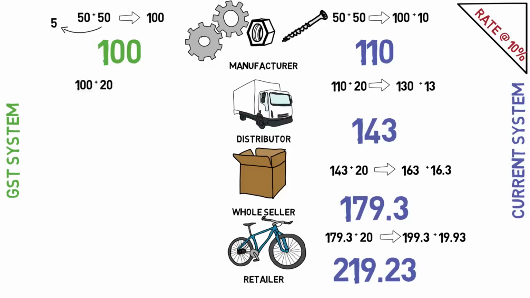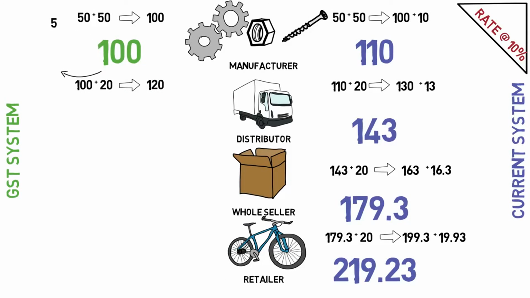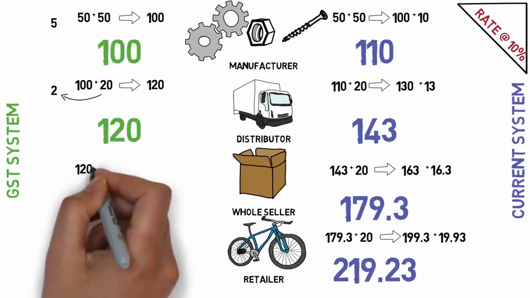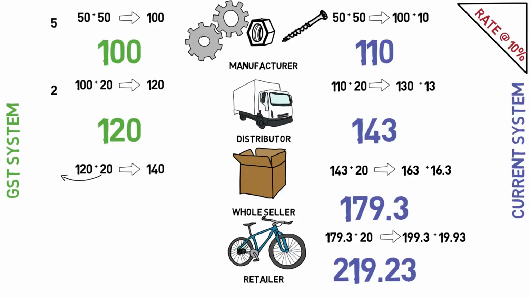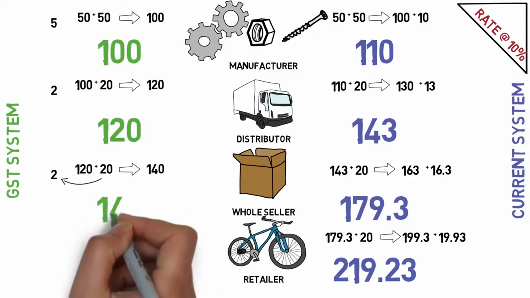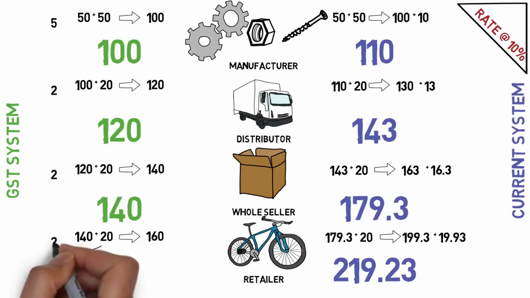Then the distributor adds 20 rupees profit and the product becomes of 100 plus 20, which is 120 rupees. He pays the tax of rupees 2 on his profit of 20 rupees. The wholesaler buys the product for 120 rupees and follows the same pattern, adding 20 rupees his profit, and price will become 140 and pays the tax of rupees 2 on his profit of 20 rupees. Retailer buys the product for 140 rupees, adds profit of 20 rupees, pays the taxes of 2 rupees on his profit of 20 rupees and raises the final consumer price to 160 rupees. So, if the prices are compared, the product is 59.23 rupees cheaper in GST system than the current system.